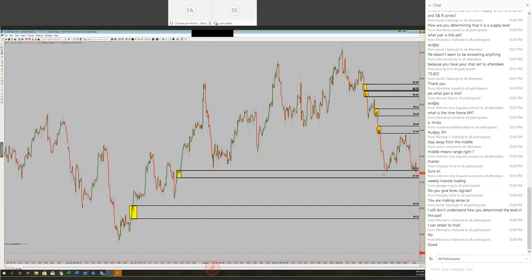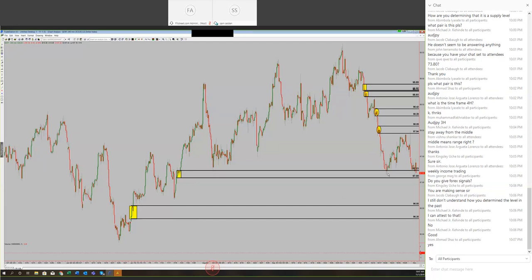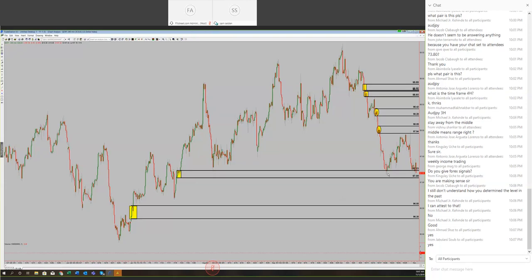Let me ask you this. Would anybody be a little nervous buying this or any market when price comes down to demand like that? Would you be a little nervous pushing the buy button? Anybody? Yeah, a lot of people would. See, and there's another catch. Think about it.